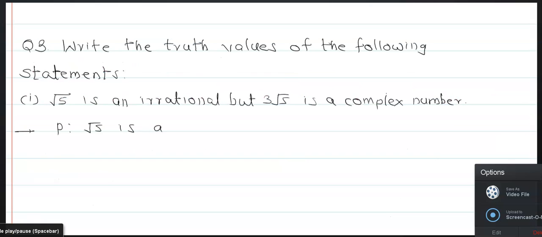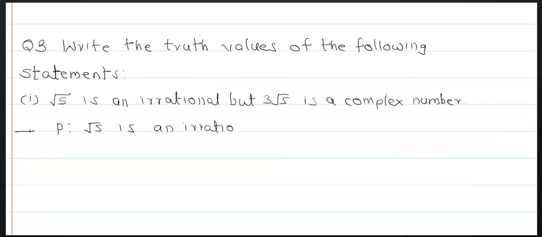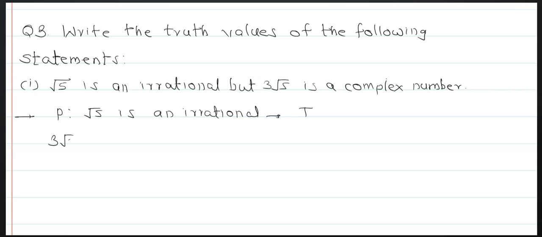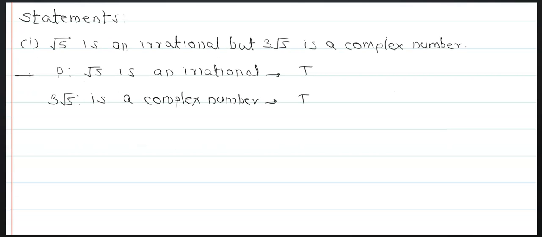Now we'll see the next. Write the truth values of the following statement. Root 5 is an irrational number, but 3 root 5 is a complex number. Root 5 is an irrational number, it's correct, its truth value is T. And 3 root 5 is a complex number; a complex number contains all types of numbers. Therefore its truth value is T, and P and Q is T and T is T.